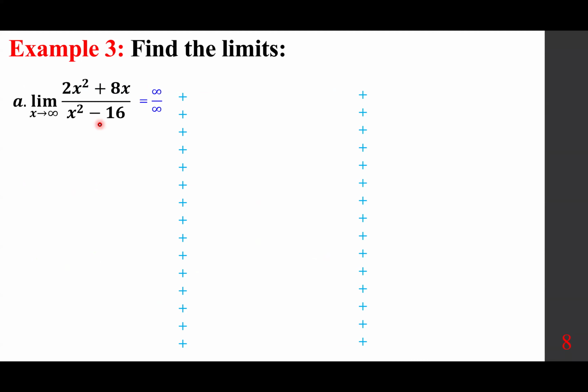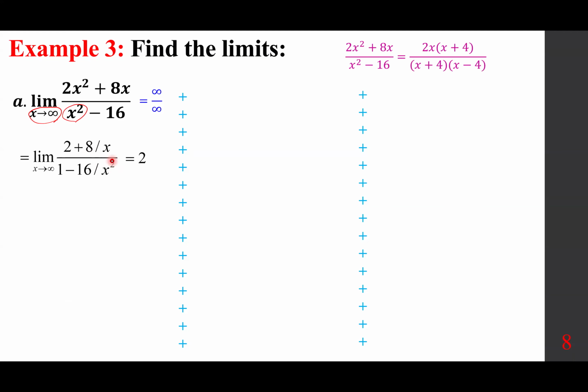The technique, when you're dealing with a rational expression, when x is approaching infinity, is to divide by the highest degree term in the denominator, namely x squared. As you can see, since x approaches infinity, this goes to 0, this goes to 0, the answer is 2. However, a good idea always is to simplify if we can. So we are going to factor this into 2x times x plus 4 over x plus 4 times x minus 4.